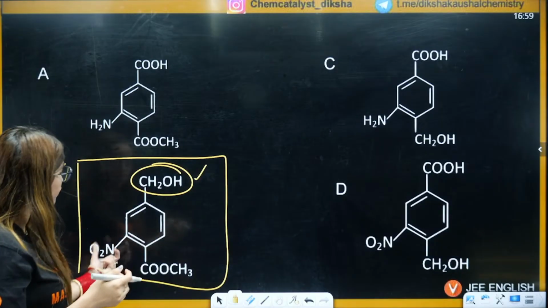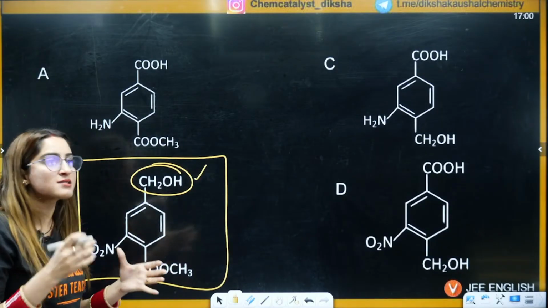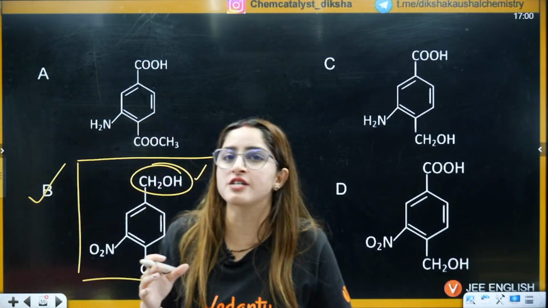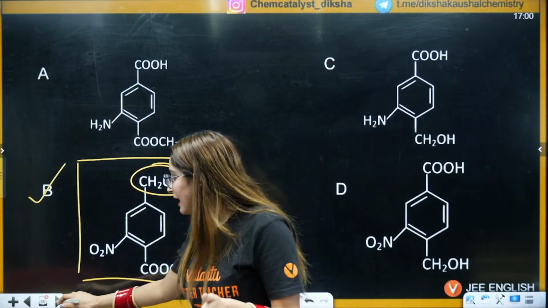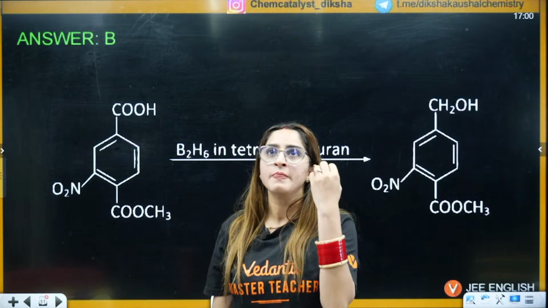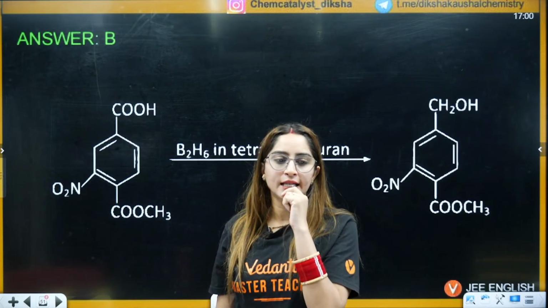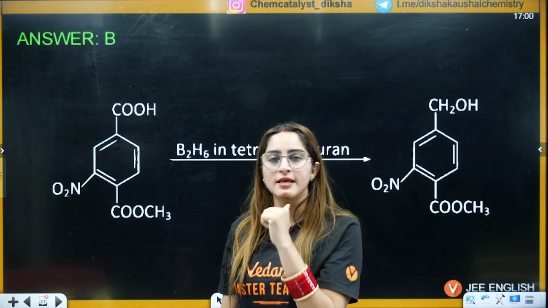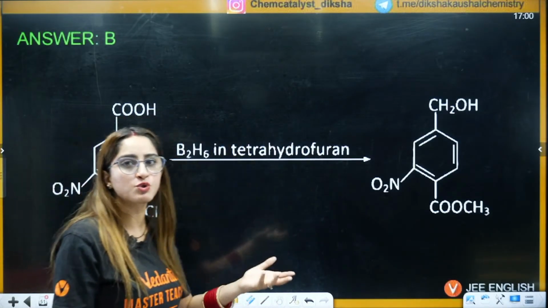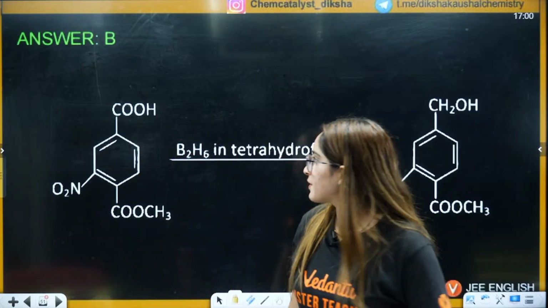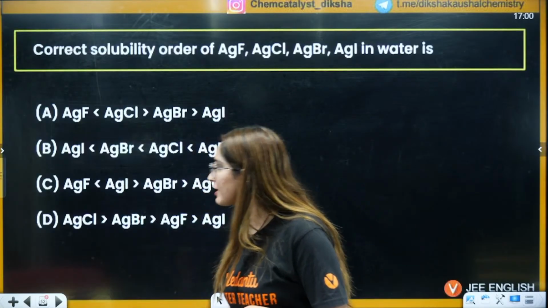You can't say NO2 will be converted to NH2. These are the properties of the reducing agents that you should know by heart: LiAlH4, NaBH4, DIBAL, B2H6. All of these, you should know which they reduce and which they do not reduce. Very, very important.